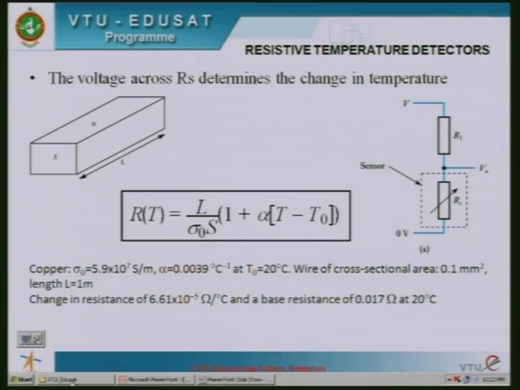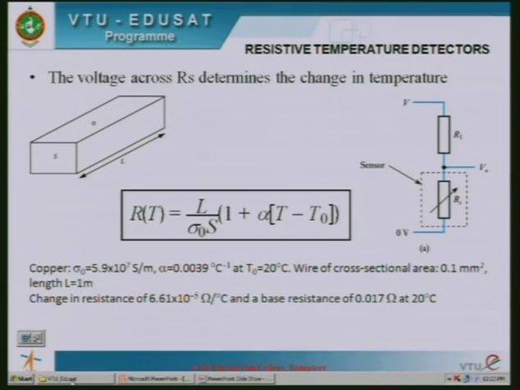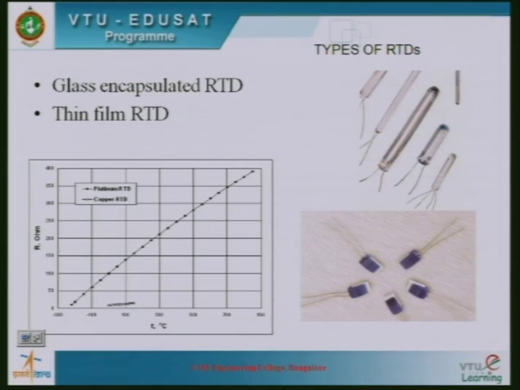So the change in temperature is now related to resistance. Either I can use it in a series network, or I can use it in a bridge network to convert the change in resistance to voltage, and that is what we call resistive temperature detectors. Let us go to the types of RTDs.